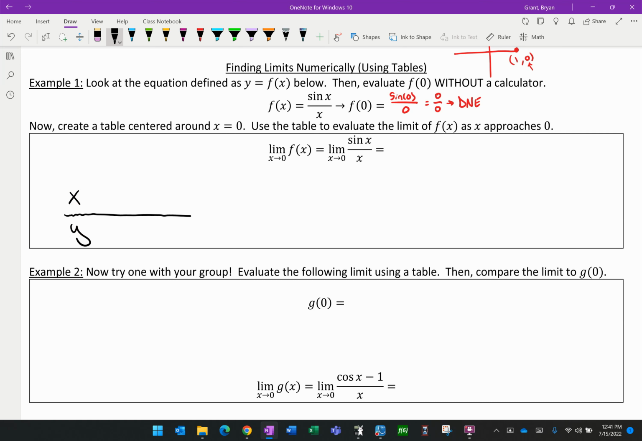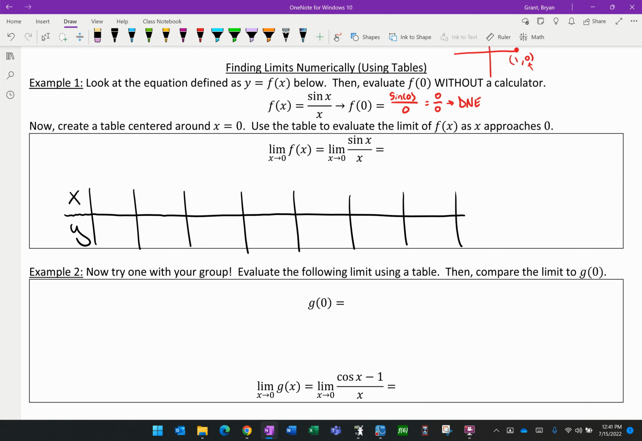x and y. And I usually do between 5 and 7 individual little columns here. I'm going to do 7 this time. So here's 1, 2, 3, 4, 5, 6, and 7. We always want to center the x value that we're interested in the middle of our table. So we are getting close to 0. 1, 2, 3, 4. Here is 0, right in the middle, right? We know that the output when x is 0 does not exist.